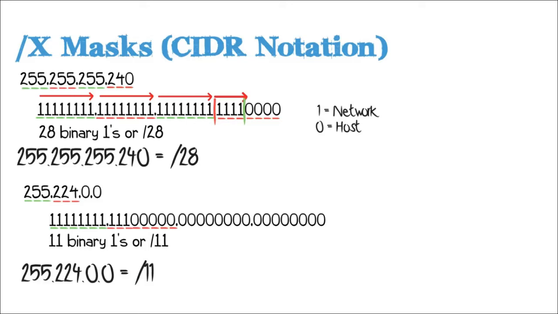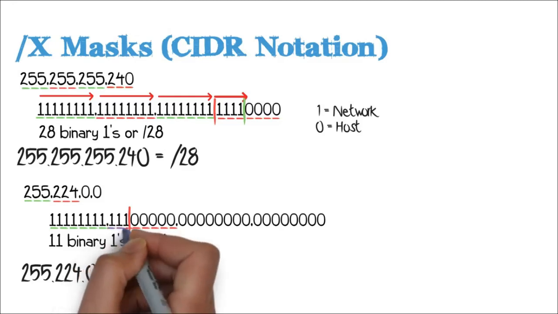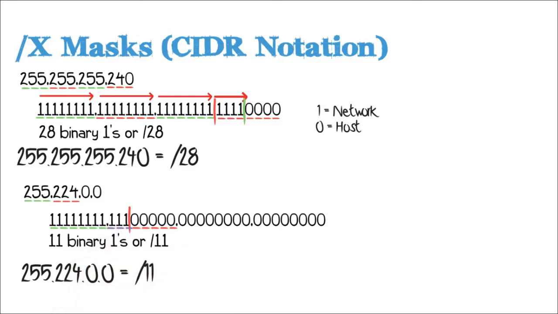The network portion is on the left-hand side, the host portion is on the right-hand side. But notice once again that the divider between network and host is not on the octet boundary. It's somewhere within this octet. So in this example, the most significant 3 bits of that octet are network, and the remaining portion of the octet is host. Now in the subnetting videos, I'm going to show you this in a lot more detail.